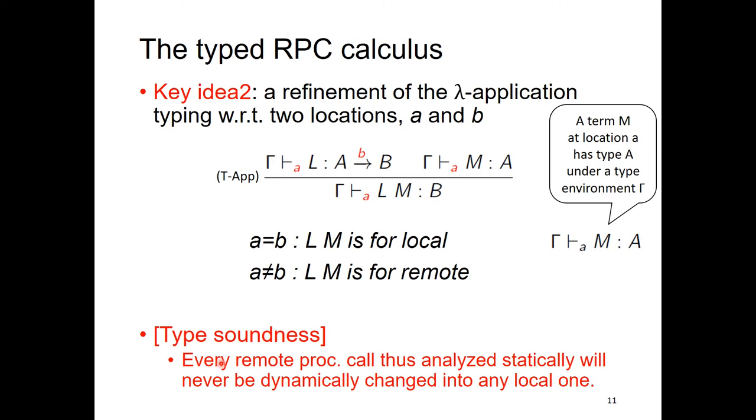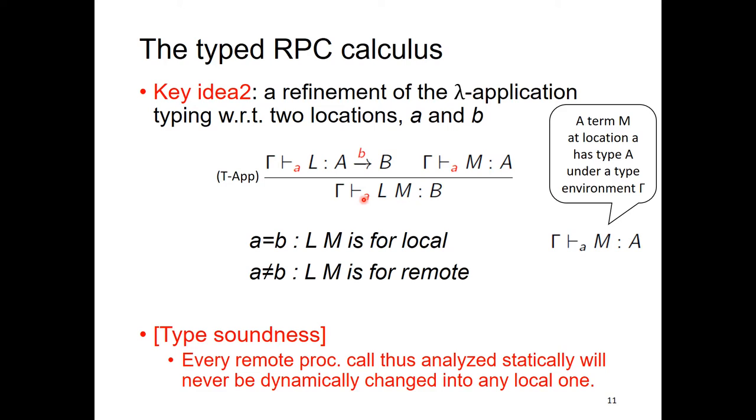The other key idea is that in the typed RPC calculus, you can identify all remote procedure calls statically at compile time. Let us see its typing rule. This is a refinement of the conventional lambda application typing rule with respect to a call location A and a functional location B. Once your TLS program is successfully type checked, in every lambda application L M, the call location A and the functional location B are fully analyzed and known at compile time.